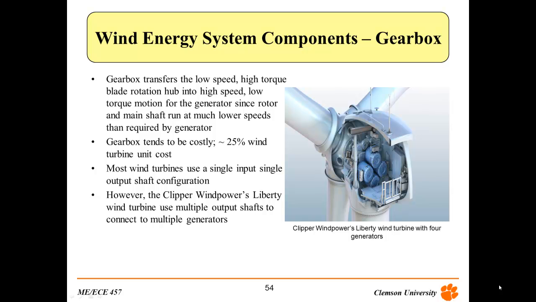Gearbox. The gearbox transfers a low-speed, high-torque blade rotation hub into high-speed, low-torque motion for the generator. This is required since the rotor and main shaft run at much lower speeds than required by the generator. The gearbox tends to be costly, approximately 25% of the wind turbine unit cost.